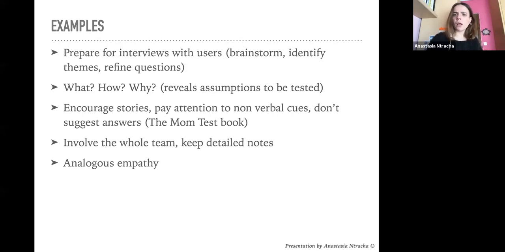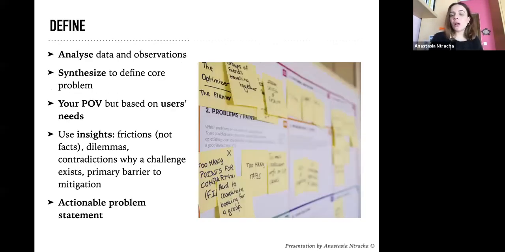Okay, I'm gonna move on, and if anyone has any question, please write it down, and I will address it later on. So now we have done our empathy, we have immersed ourselves in this experience, and we move on to the definition. So now that we have collected all this data and observation, it's time to analyze it and synthesize them to define the core problem.